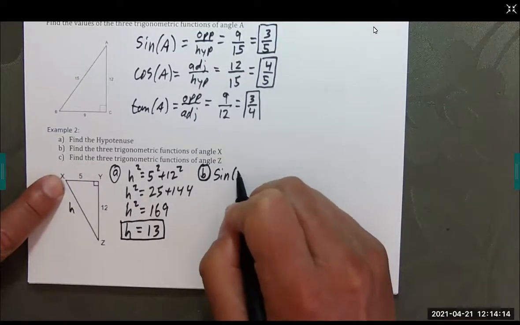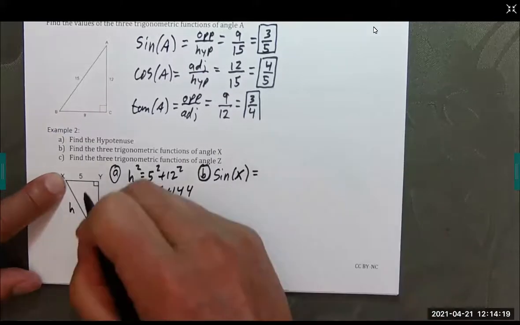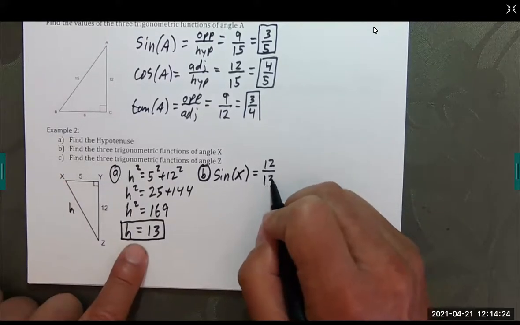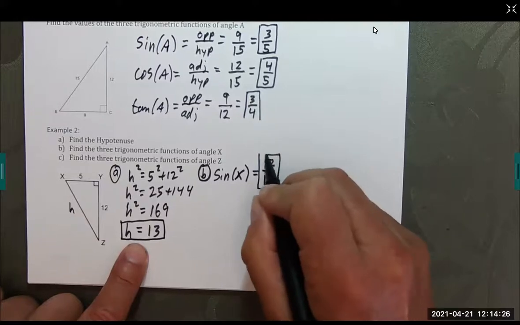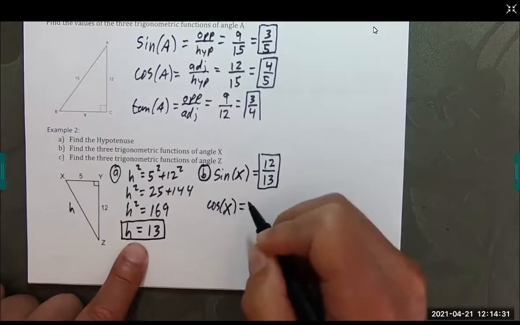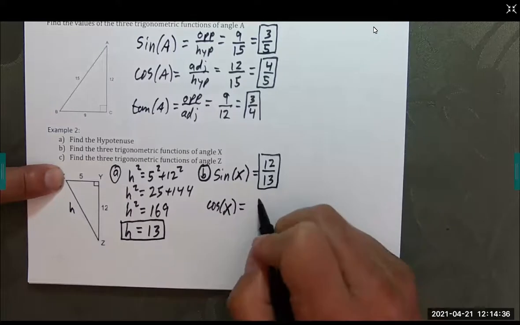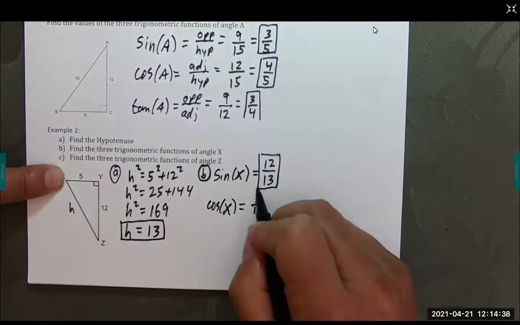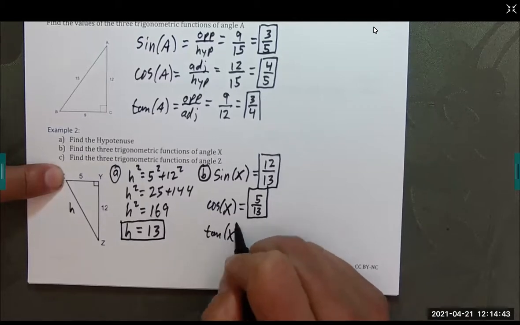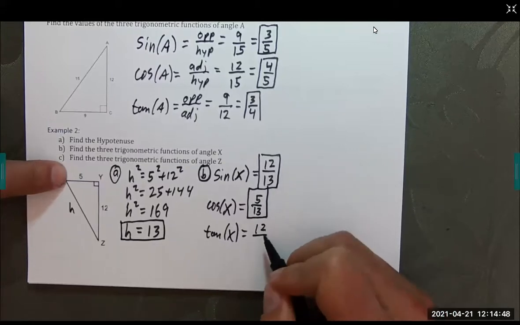Sine of angle x is the opposite, which in this case the opposite is 12, over the hypotenuse, which we just got is 13. Cosine of x, here's x, is the adjacent, that's 5 over the hypotenuse, which is 13. The tangent of x relative to x is the opposite, which is 12, over the adjacent, which is 5.